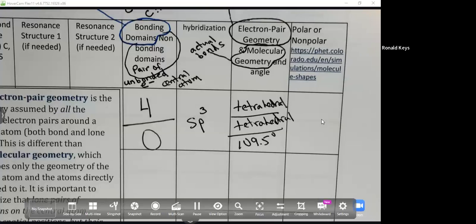I'm going to show you what that looks like before we get out of here. All I got to do is switch over. So here is what that looks like in 3-dimensional space. We drew it on a 2-dimensional page. It looks like on our 2-dimensional page they are 90 degrees apart, but they are not. These are all 109.5.